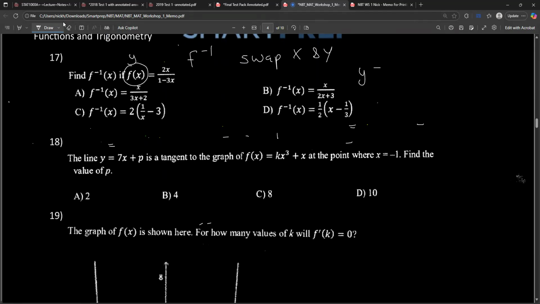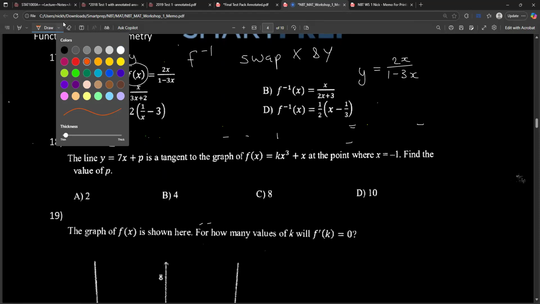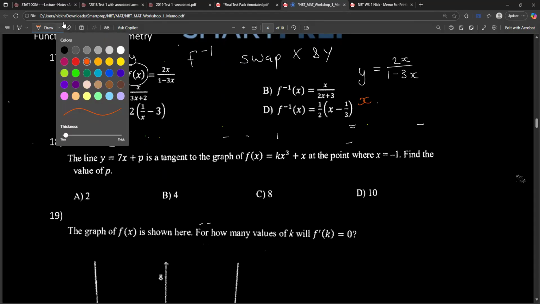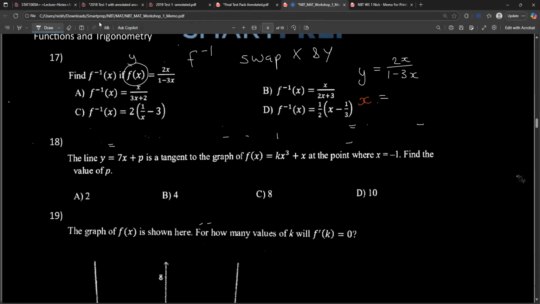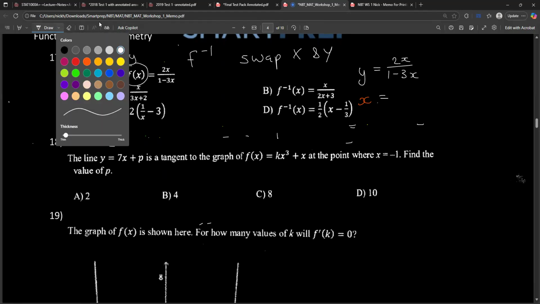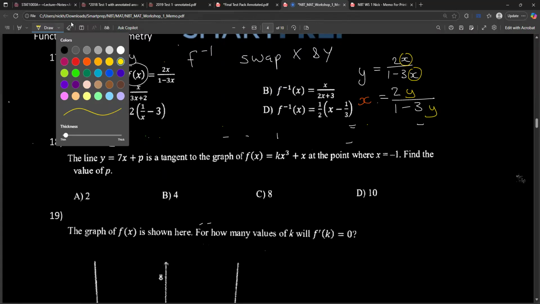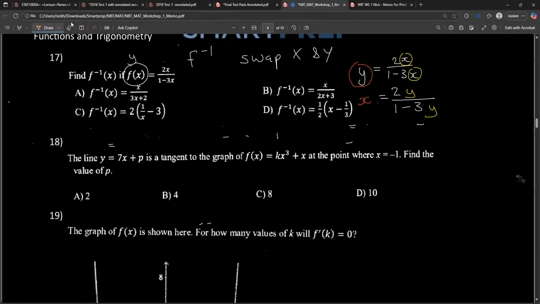So you get y equals 2x over 1 minus 3x. And what we have to do is swap x and y. So the y we call now x, right? And the x we now call y, right? So this x we now call y, and that y becomes an x. So we swapped x and y.